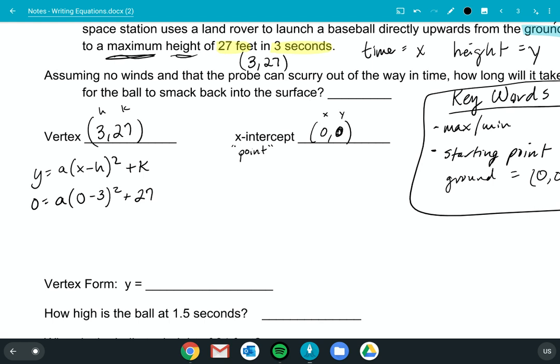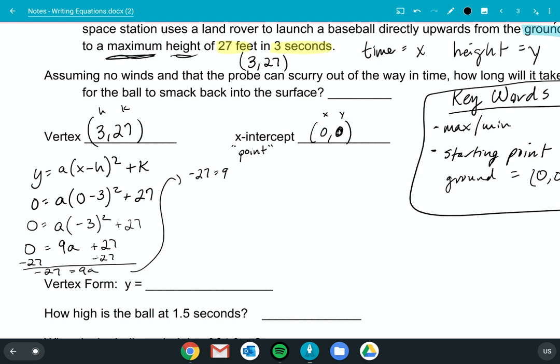Now, plugging these in, I have a times negative 3 squared, because 0 minus 3 is negative 3. Negative 3 squared is negative 3 times negative 3, which is positive 9. So 9a plus 27 equals 0. Subtracting 27 from both sides, I get negative 27 equals 9a. Divide both sides by 9. So negative 27 over 9 is negative 3. So I know the vertex form now is going to be y equals negative 3 times (x minus 3) squared plus 27.